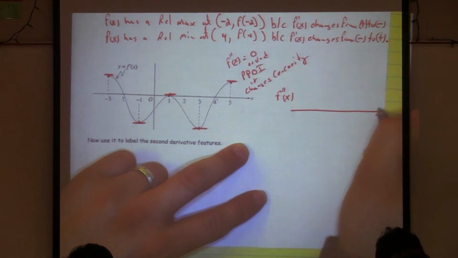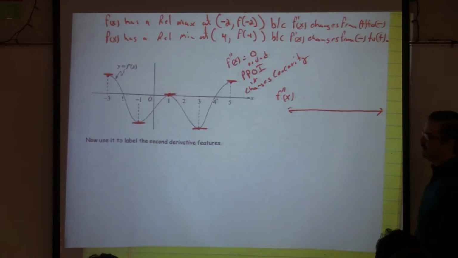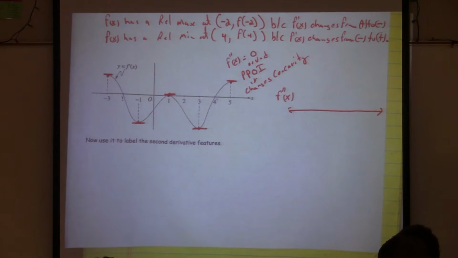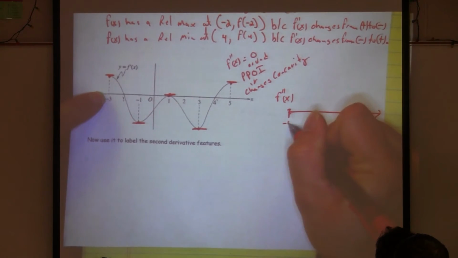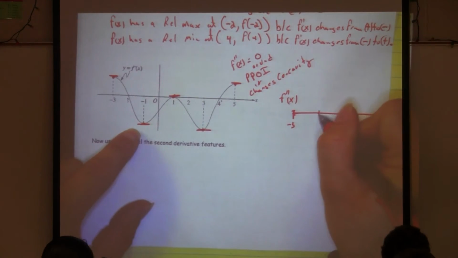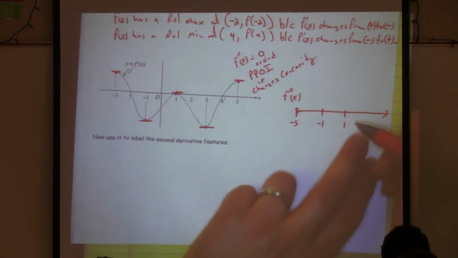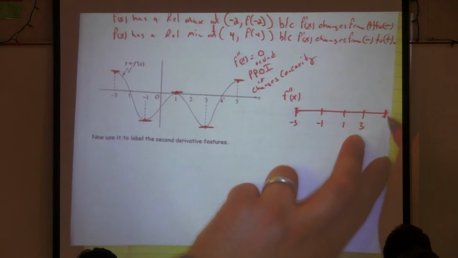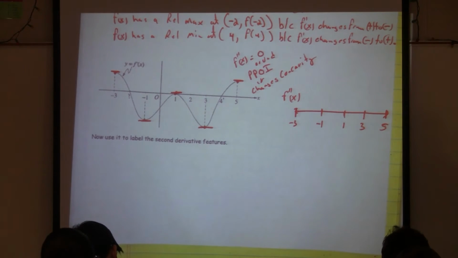So let's do a sign analysis of the second derivative using the first derivative graph. Let's go ahead and label our possible points of inflection on the sign line. We got one at negative 3, it just so happens that that's an endpoint. Then leave a space, then we got at negative 1, leave a space, we got at 1, leave a space, we got what? 3, and then another endpoint which is 5. It's not going to go beyond that.